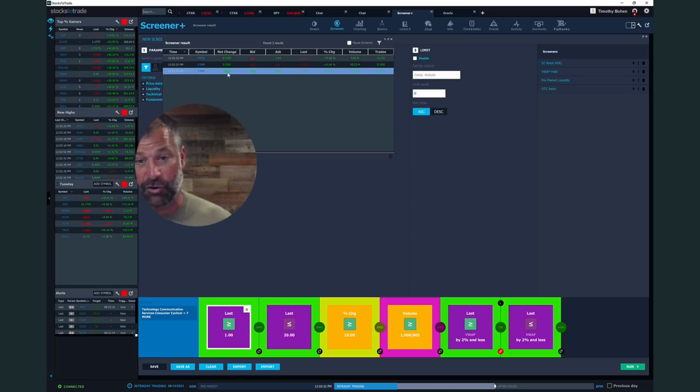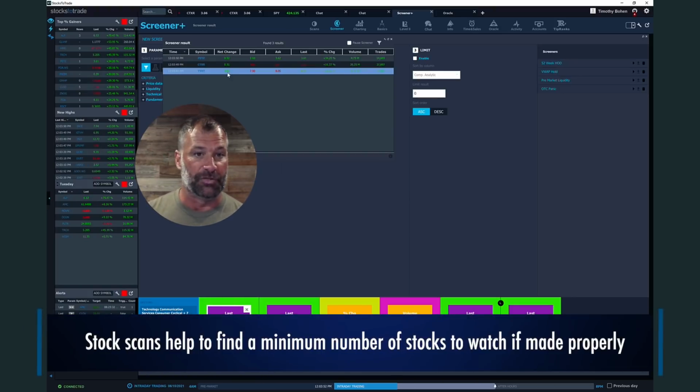Listen, if you're running a scan that's giving you 500 or 50 or 20 stocks, it's not doing you any good. The whole point of a scan is, there's 16,000 publicly traded tickers out there, roughly. The whole point of a scan is to get you down to a manageable number that you can actually trade that day.